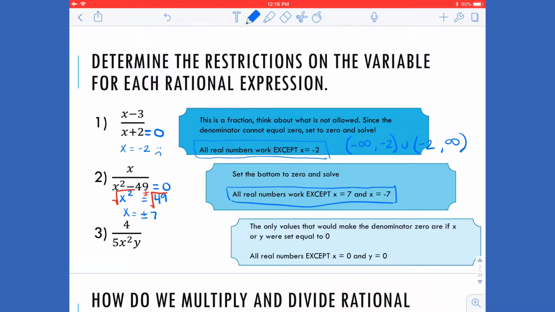Now in number 3, I have a monomial, so there's no operation of plus or minus going on. However, there are 2 variables. If my x is equal to 0 or my y equals 0, this entire denominator is going to equal 0. So all real numbers are allowed except when x is 0 or y is 0.